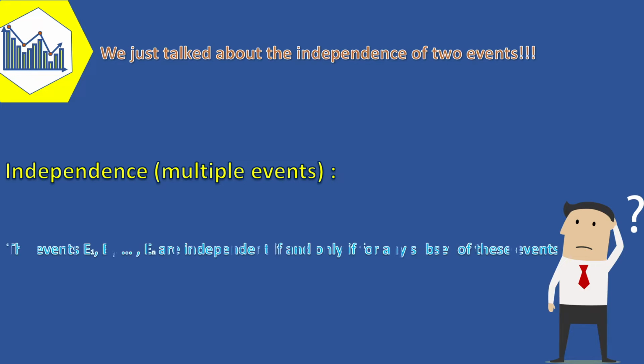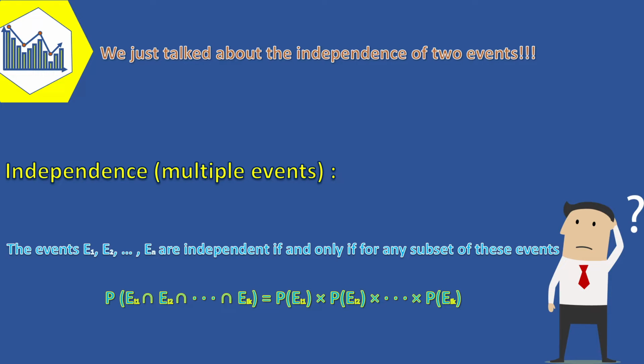The events E1, E2, E3 up to En are independent if and only if for any subset of these events their intersection equals their multiplications. Now, let's see a cool example about the independence of multiple events.